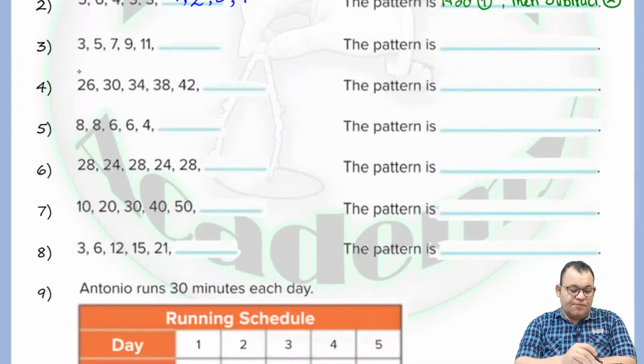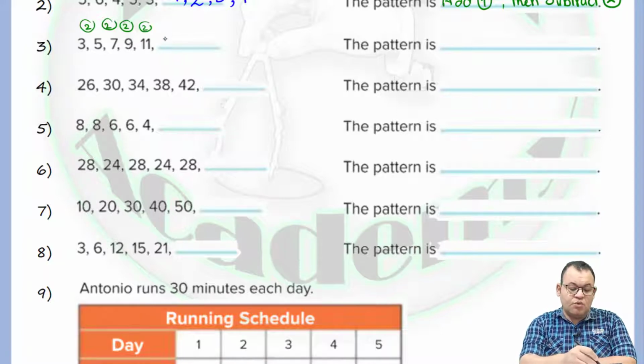Now in question number 3. 3, 5, 7, 9, and 11. You will find that the pattern is increasing, and each time we add 2. 3 becomes 5 if we add 2. 5 becomes 7 if we add 2. 7 becomes 9 if we add 2. 9 becomes 11 if we add 2. It means the pattern is adding 2.